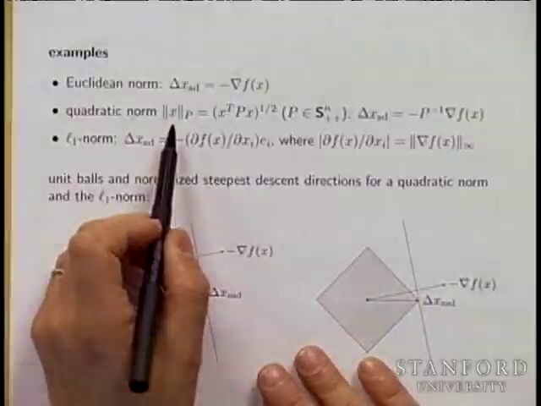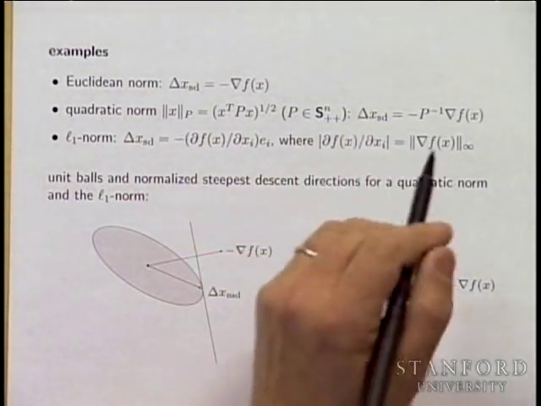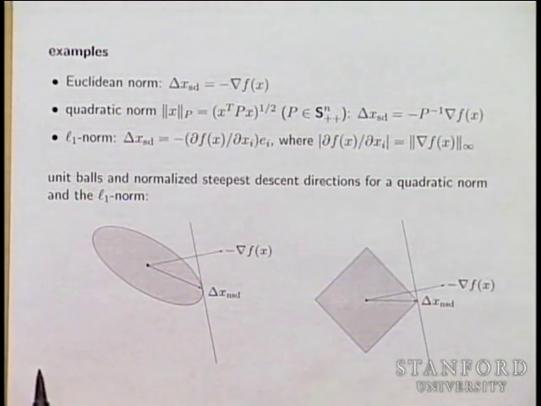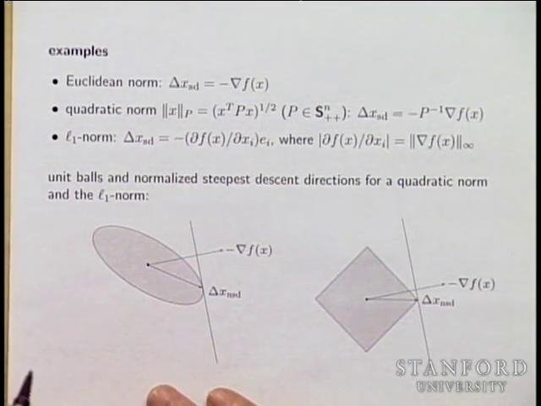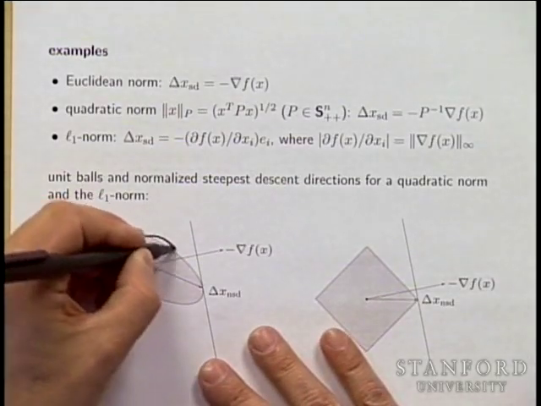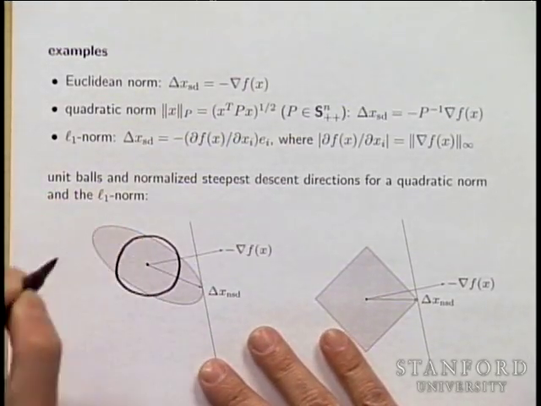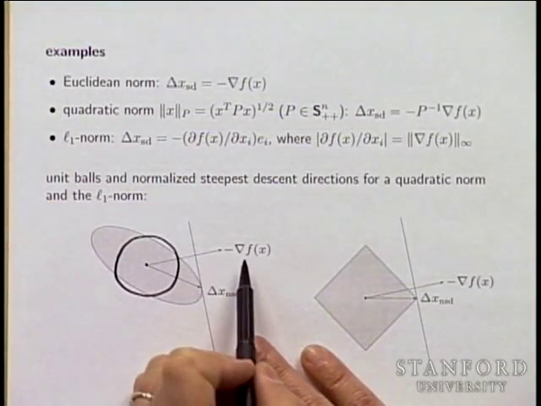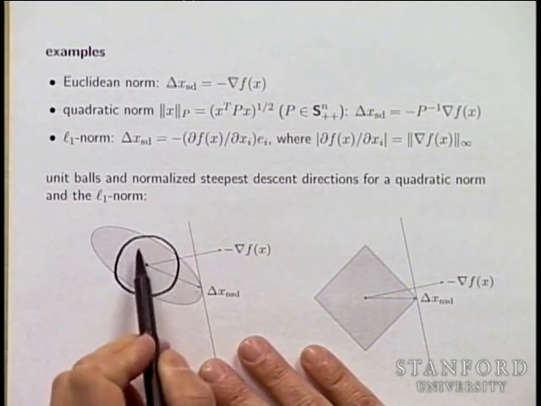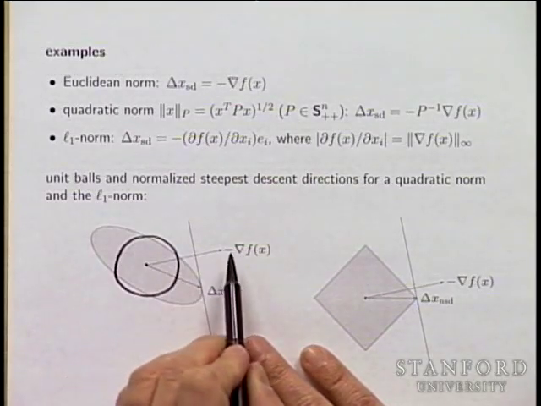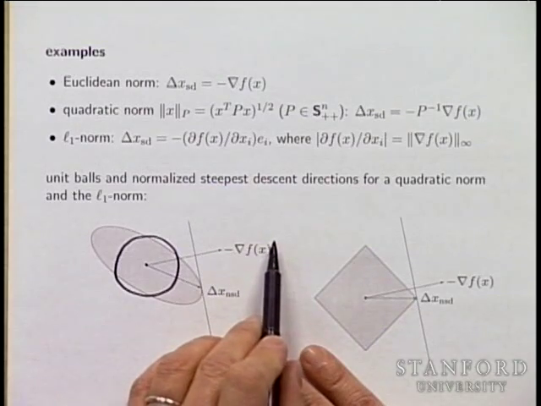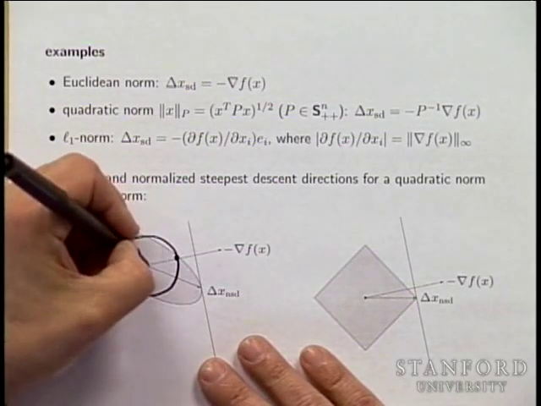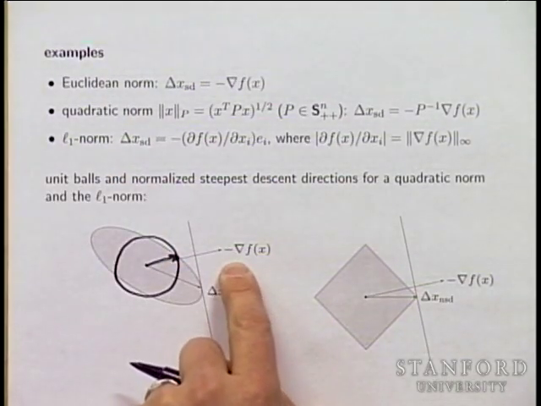If I take just a quadratic norm, then it turns out the steepest descent direction is minus P inverse times the gradient. And we can work out what this is. First, let's work out what the steepest descent is in the Euclidean norm. You use the linearized model, and you say, I'm going to move in this ball to minimize grad f transpose v. And the answer clearly is to go in the direction of the negative gradient.